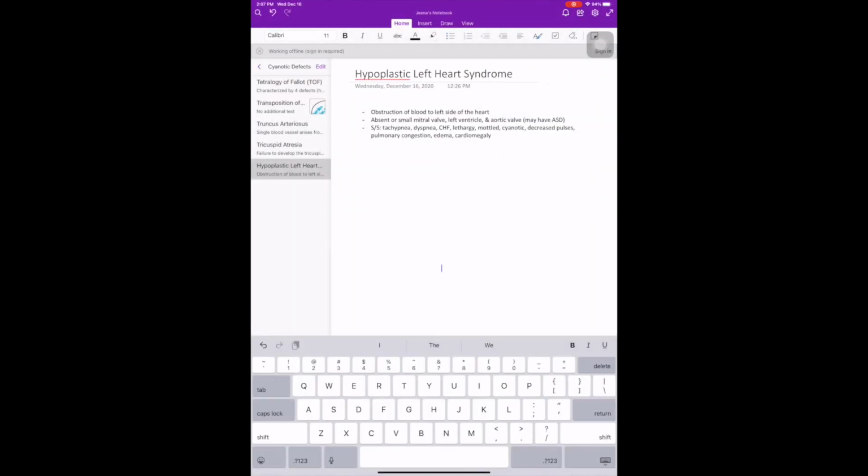Okay, last but not least of the cyanotic heart defects is hypoplastic left heart syndrome. This is where there's an obstruction of the blood to the left side of the heart. So usually the left side of the heart is underdeveloped. You'll have an absent or small mitral valve, left ventricle, and aortic valve, and they may even have an atrial septal defect. The signs and symptoms of this are tachypnea, dyspnea, CHF, lethargy. They're usually mottled, cyanotic. They have decreased pulses, pulmonary congestion, edema, and cardiomegaly.